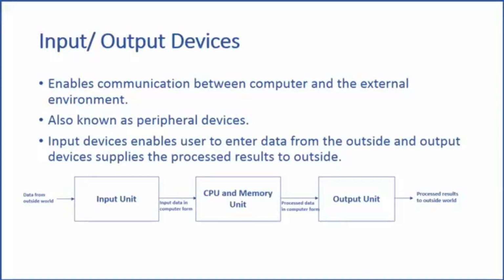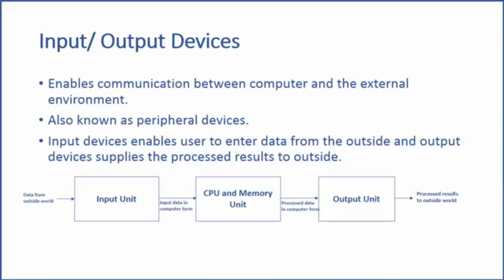Input and output devices. They enable communication between the computer and the external environment. They are also known as peripheral devices because they are externally attached to the computer machine. Input devices enable the user to enter data from the outside world, and output devices supply the processed result to the outside world. Okay, now let's have a look at the diagram.